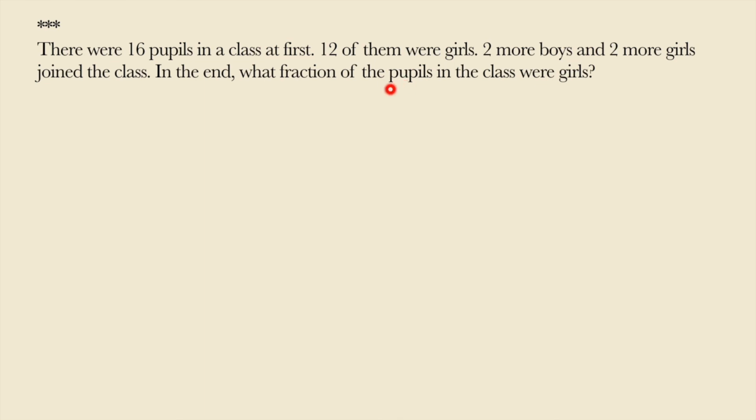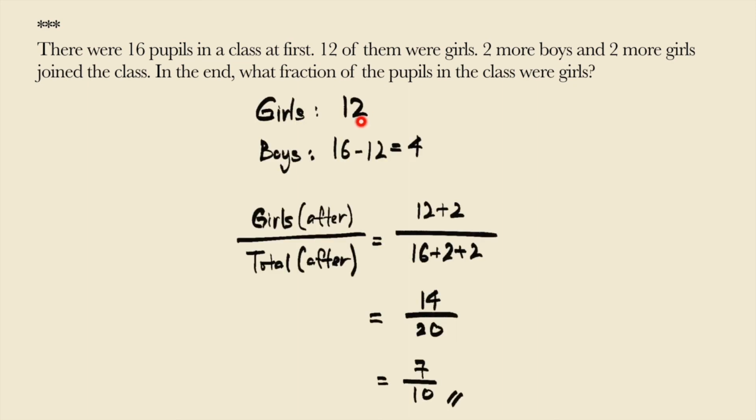So we know that we want the total number of pupils as the denominator, and the numerator is the new number of girls, okay? So if we are talking about 12 of them being girls, that's 12 at first. Actually, we don't need the number of boys. Now, girls after must be 12 plus 2. Why? 2 more girls joined. But the total after is not 16 anymore. It is 16 plus 2 girls plus 2 boys. So now just make sure you have the correct fractions, simplify, and that's your answer.